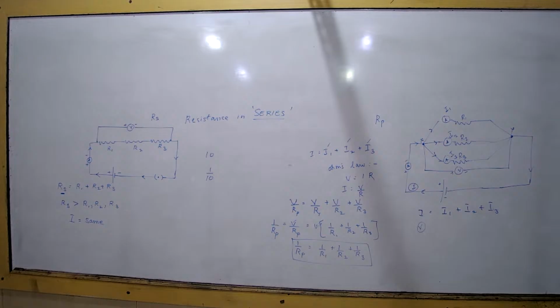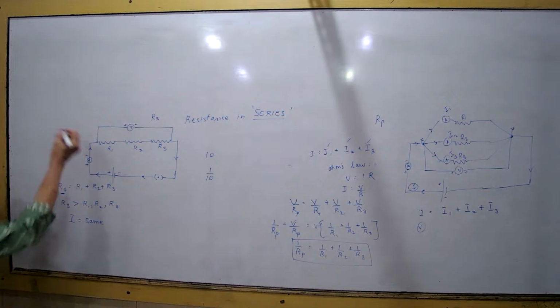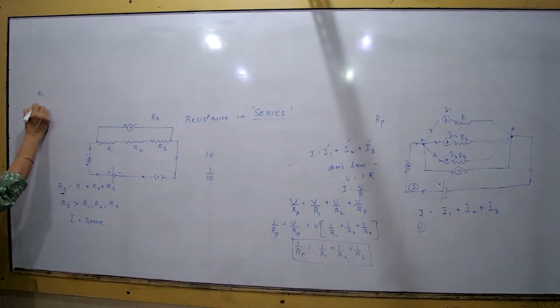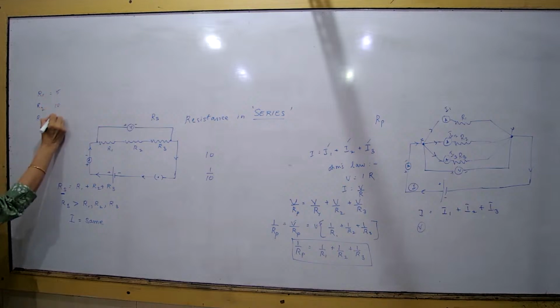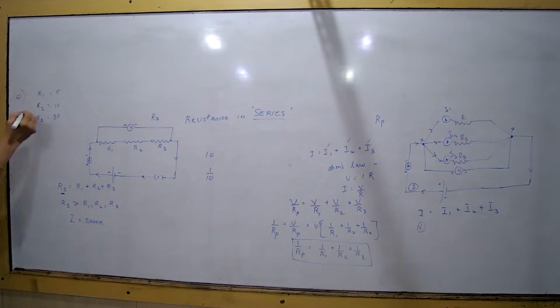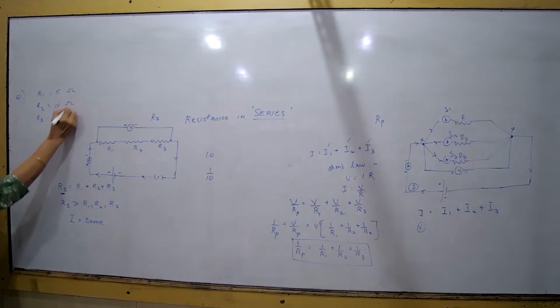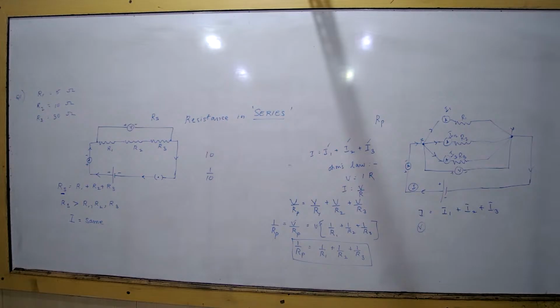Now let's see an actual situation. Let's say we have taken 5, 10 and 30. Take down this question, it will help you to understand it better. Come on, write it down.